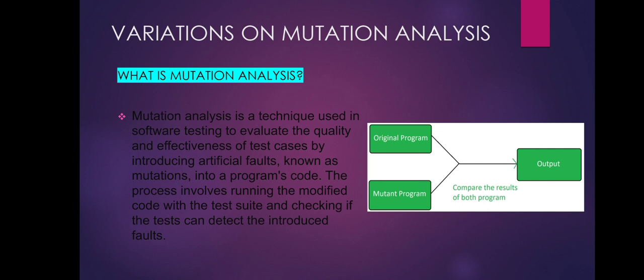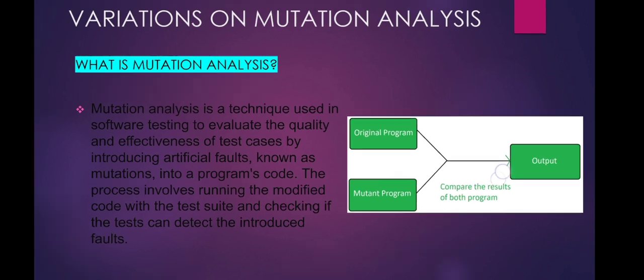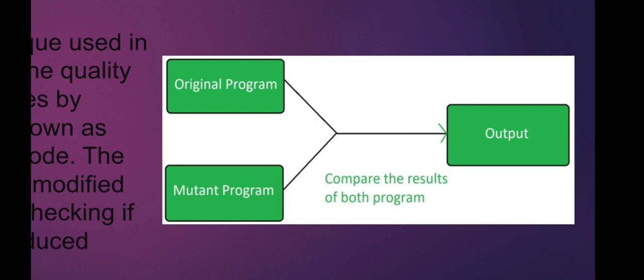Variation of mutation analysis. What is mutation analysis? Mutation analysis is a technique used in software testing to evaluate the quality and effectiveness of test cases by introducing artificial faults known as mutations into a program's code. The process involves running the modified code with a test suite and checking if the test can detect the introduced fault. Here is the diagram of how it works.